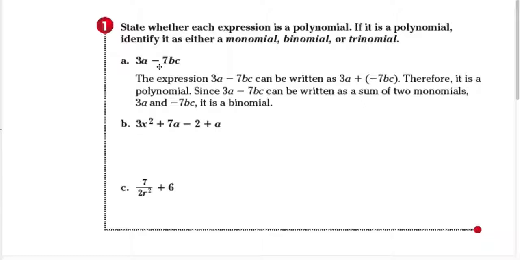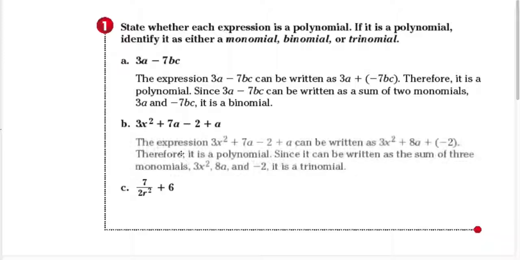So this is a polynomial, and this is a binomial as well. Okay, so 3x squared plus 7a minus 2 plus a. Again, look at this carefully. You notice you have like terms in 7a and a. It can be written as 3x squared plus 8a plus negative 2.